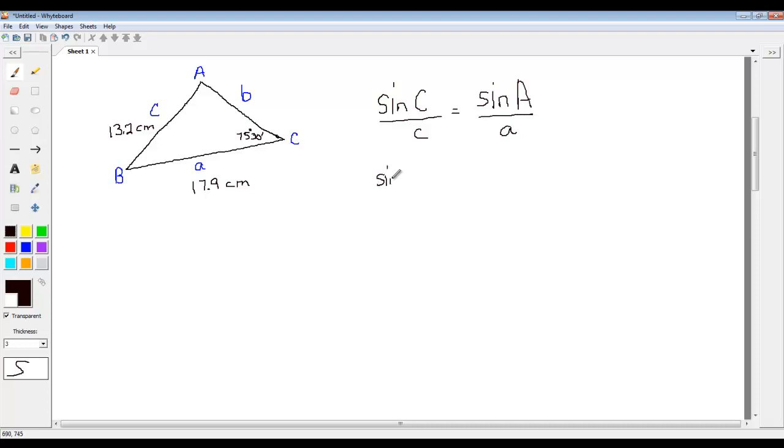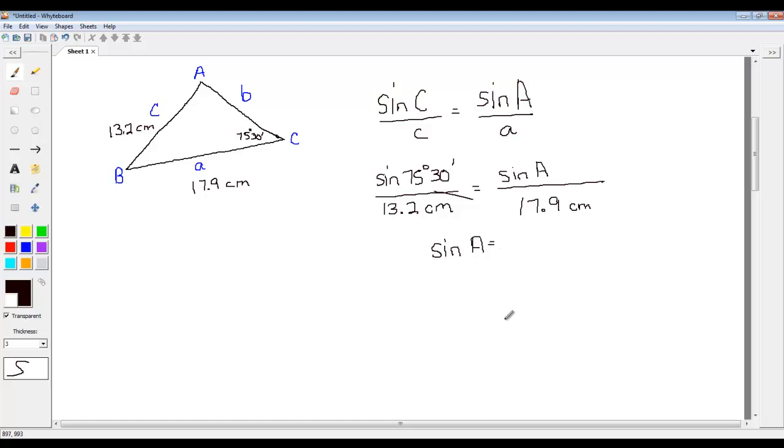Sine of 75 degrees 30 minutes over 13.2 centimeters equals sine of A over 17.9 centimeters. So we can do some cross multiplying with the sine of 75 degrees 30 minutes and the 17.9 centimeters, and then divide by the 13.2 centimeters. And that'll tell us what sine A equals.